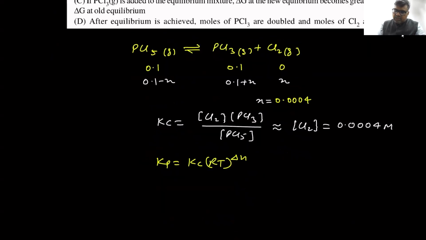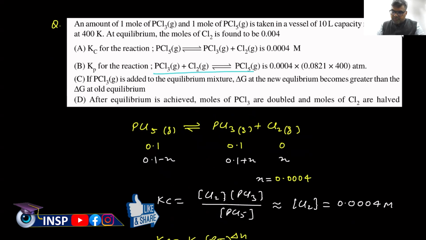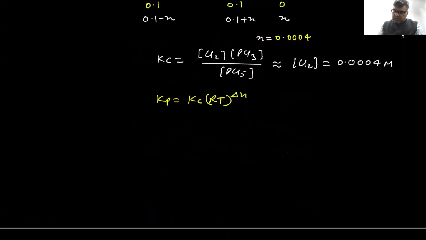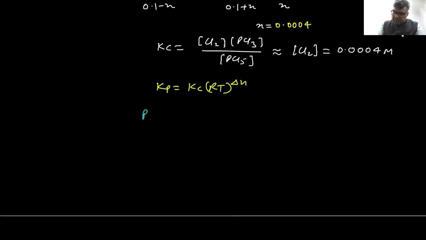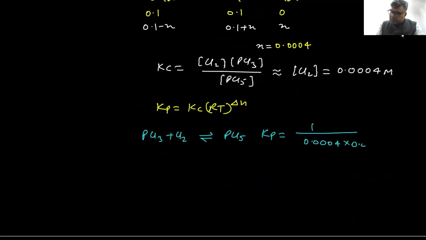But since in the question the reaction is reversed, its equilibrium constant will be 1 upon this K value. So option B is not correct. So for the equation given to you now, PCl3 plus Cl2 gives PCl5, its Kp will be equal to 1 upon 0.0004 into RT, which is 0.0821 into the temperature.